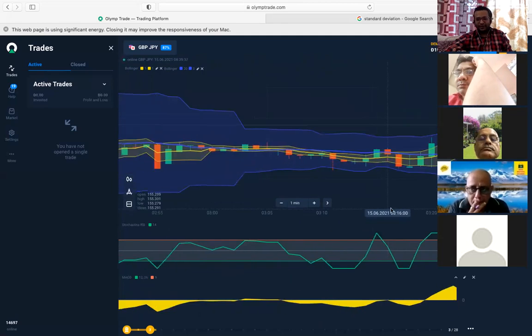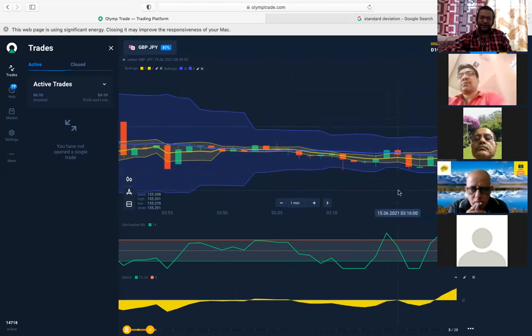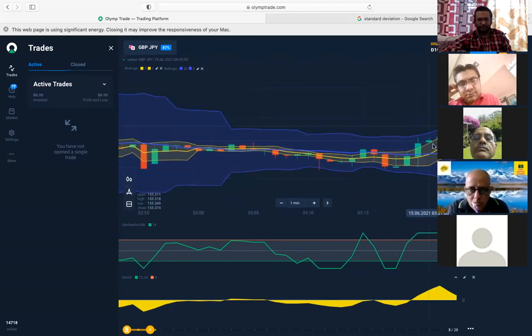Let's look at this one. Yeah, this one we can, right? Because look at this, stochastic has gone up, histogram is also showing up. There's a nice uptrend here. Candle is also gone up. Okay, so I will place a trade. The close of this candle is in this band between 1 deviation and 3 deviation. So I'll place this trade and I will have won, right? 2 minute also I would have won, 1 minute also I would have won.